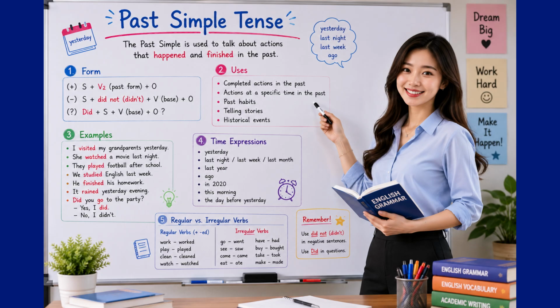One of the most important points discussed in the lecture was the structure of the past simple tense. In positive sentences, we use the past form of the verb. Regular verbs usually end in ed, while irregular verbs change their form completely. Positive sentence structure: subject plus past verb, verb 2, plus object.